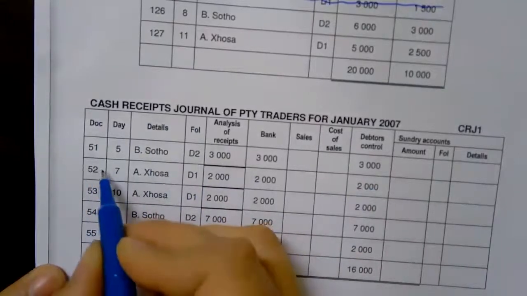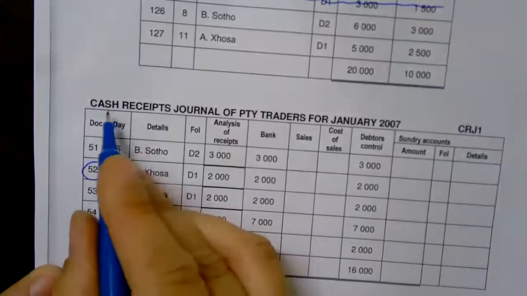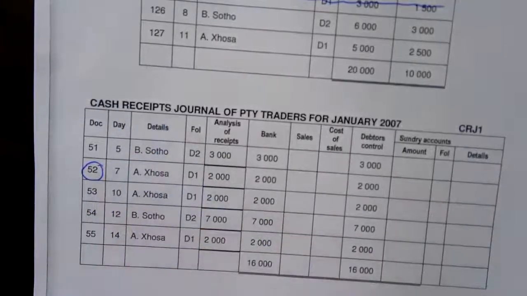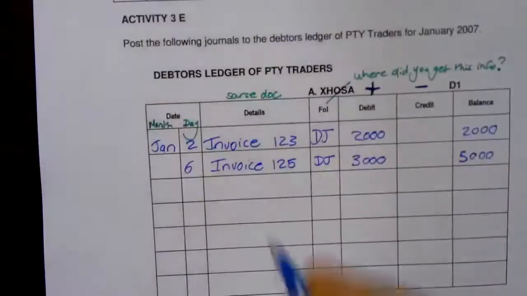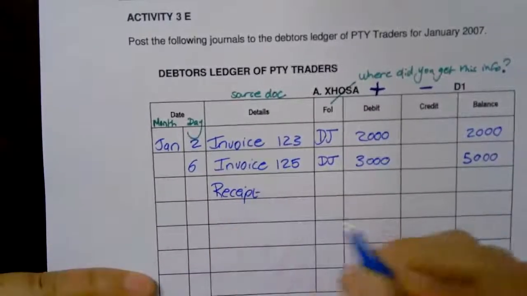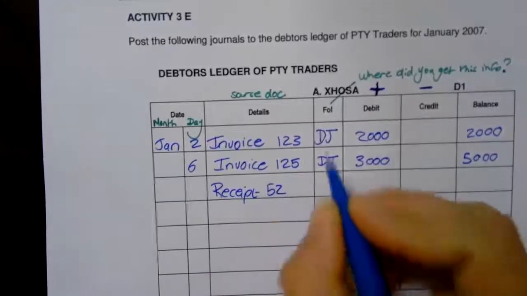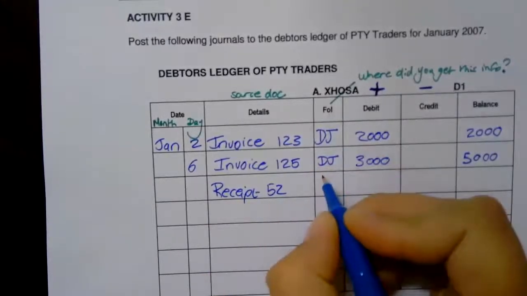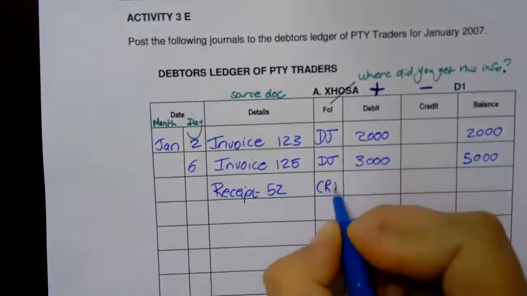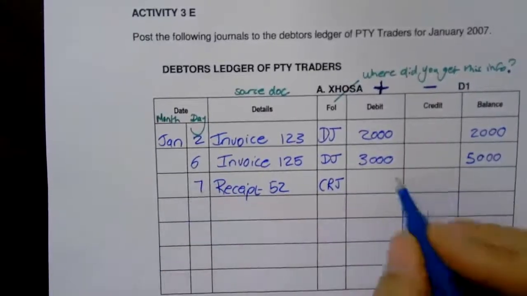And then here, this 52 is the receipt number because we are receiving money. So we give him a receipt as proof of that. So you go to your ledger, you write duplicate receipt or just receipt number 52. Folio, where did you get this information from? From the cash receipts journal. What is the date? It is the 7th.